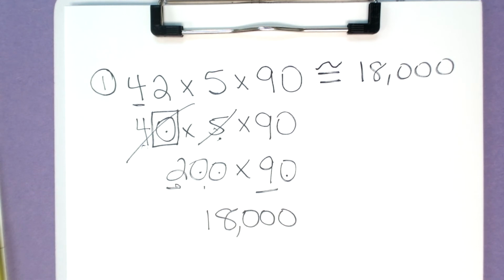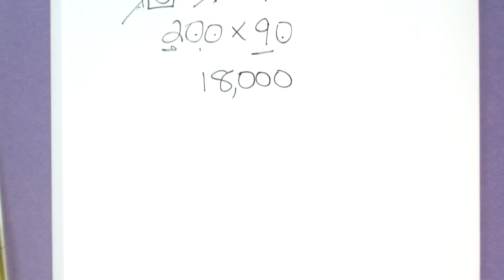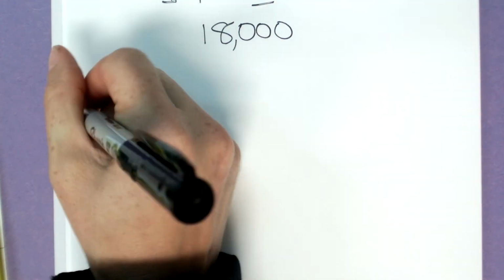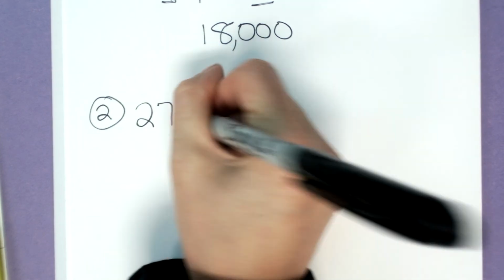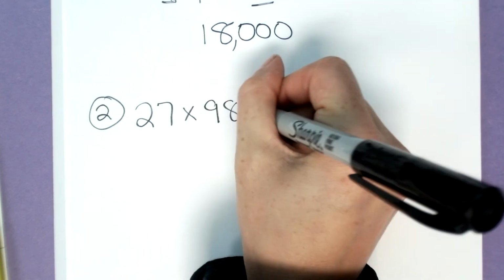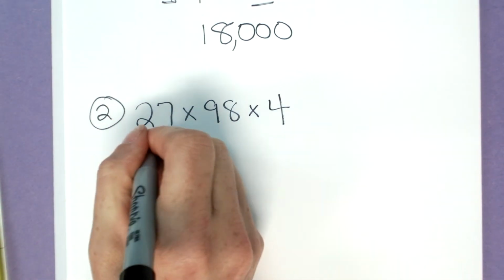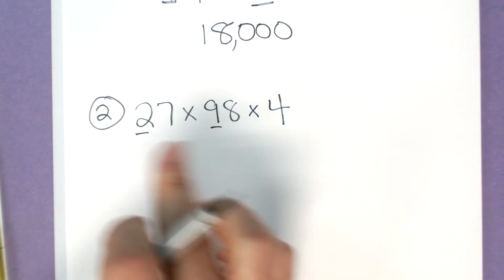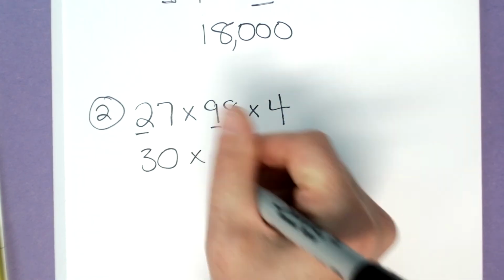All right, number 2. Let's scroll on down. It is 27 times 98 times 4. All right, so for this one, we're also going to round these numbers as well. You're always going to round to that largest number there. So 27 is going to be 30. 98 is going to be 100.